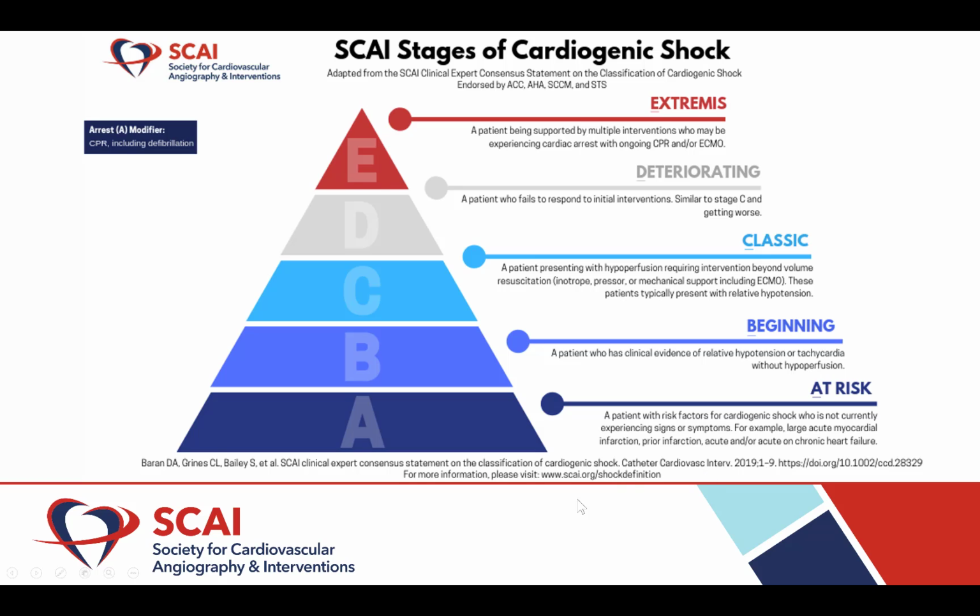SCAI has recently developed the 5 stages of cardiogenic shock, A, B, C, D, and E, starting at risk, then the beginning shock, the classic shock, the deteriorating shock, and then the extremis shock.